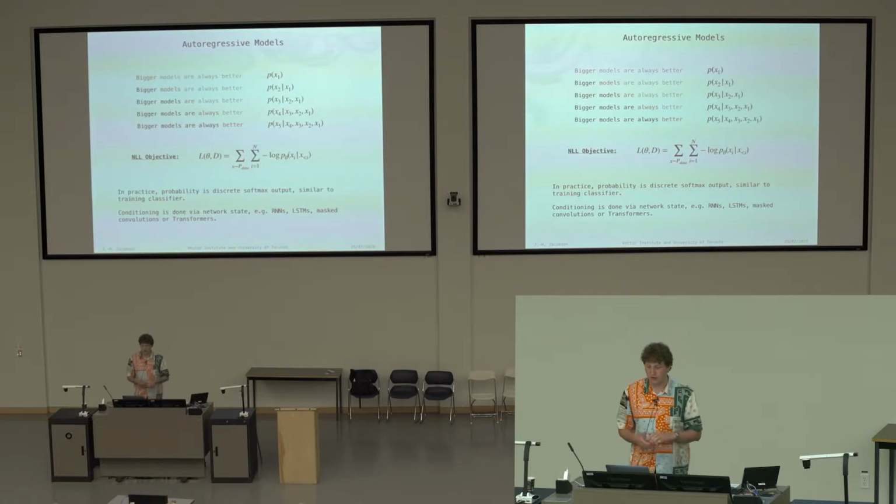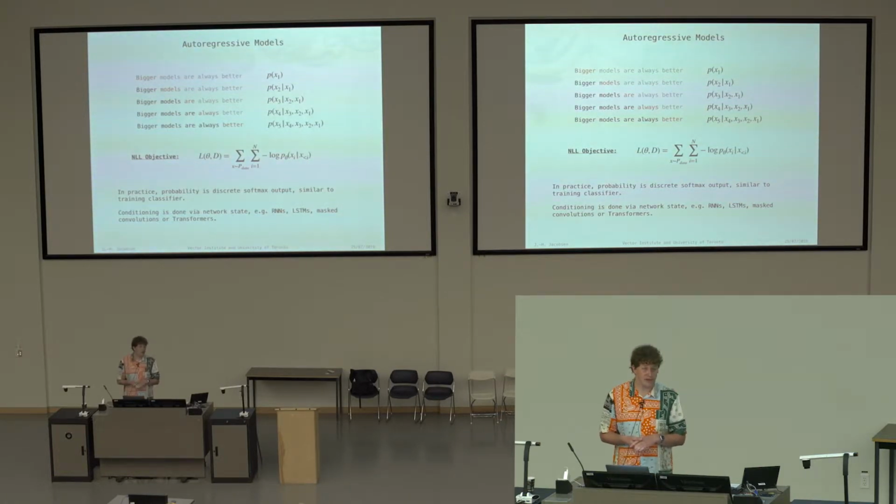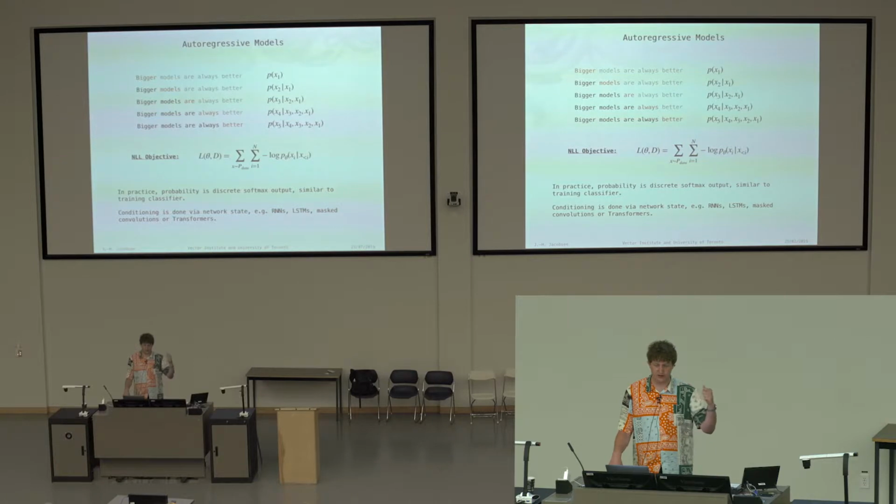So that's basically how you model the whole sentence. And the negative log likelihood objective is essentially, again, the sum over your data set, and then the sum over the negative log likelihood of the conditional probabilities. So in practice, the probability is a discrete softmax output, and that ends up being very similar to actually training a classifier. You really just train a classifier to predict the next token in your data.